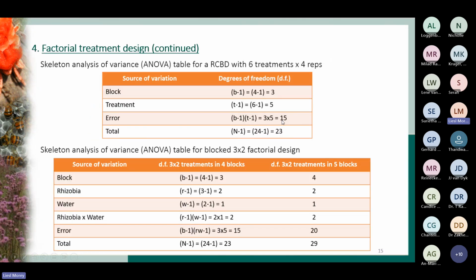Sorry, that was the wrong one. So what happens now in the factorial analysis of variance is we break up the treatment, which has 5 degrees of freedom, into the rhizobia, the water, and the rhizobia by water interaction. You can see the degrees of freedom is 2 plus 1 plus 2. It's 5, which is exactly equal to what we had for our treatment. So we first test the main effects and then the interaction.